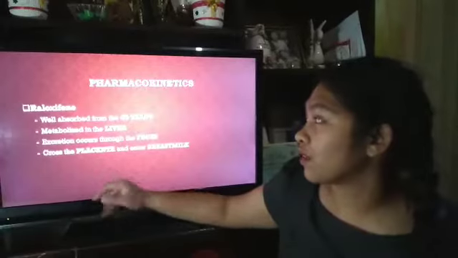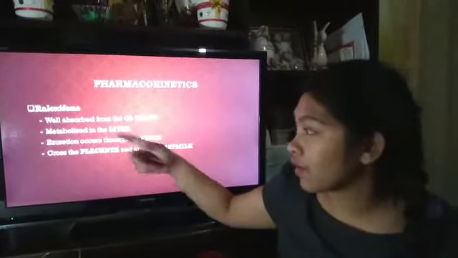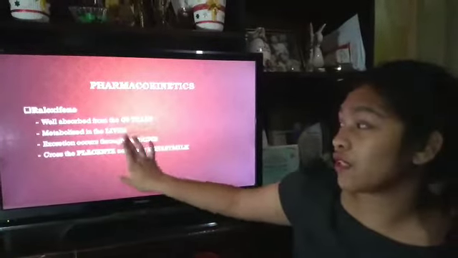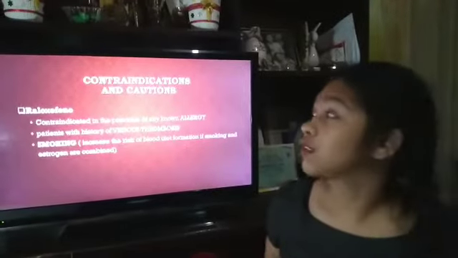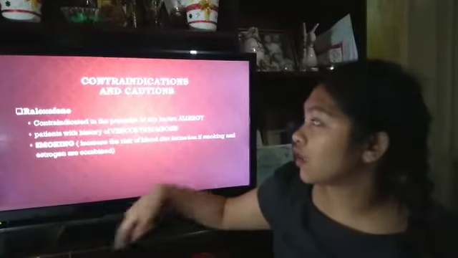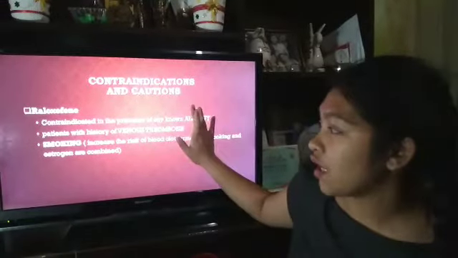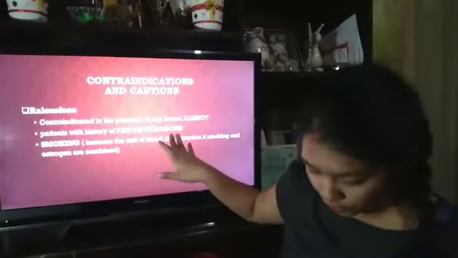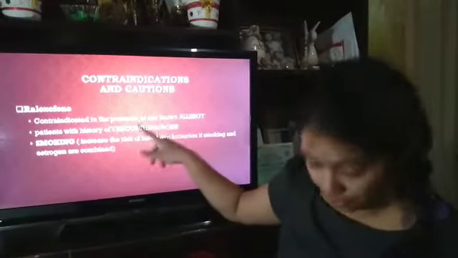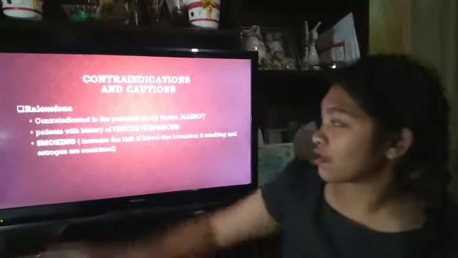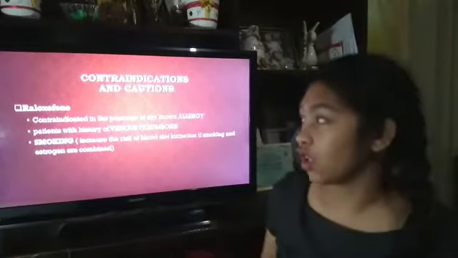Raloxifene, pharmacokinetics: it is absorbed in the GI tract and metabolized in the liver, excreted through the feces. It also crosses the placenta and enters the breast milk. Raloxifene is contraindicated in the presence of a known allergy or a patient's history of venous thrombosis, which is a blood clot that forms within the vein. Smoking, since it increases the risk of blood clot formation, like I said earlier.